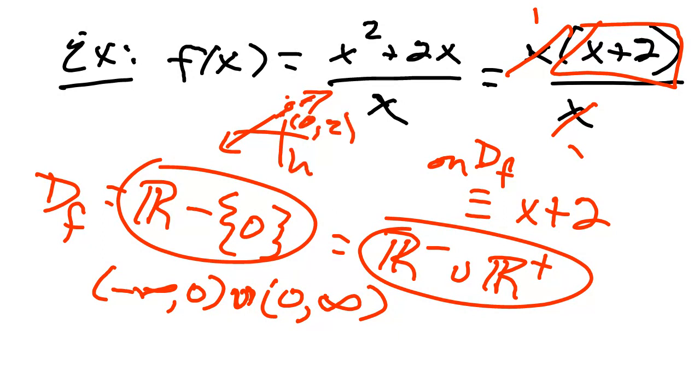0, 2 is a hole. All right, good to go. And what else do you need to know? Quadratic functions are a type of polynomial functions, right?